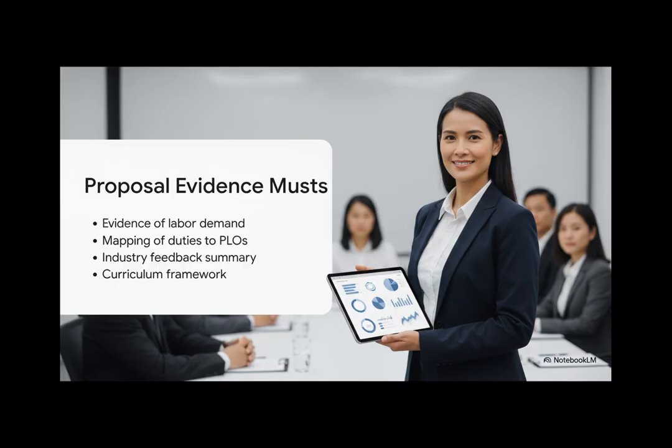So the crucial point is, these 4 elements are the exact evidence Kelly needs to make her program undeniably viable. She needs the OaSIS profile showing labor market demand. She needs that mapping matrix we built back in Phase 1. She needs a solid summary of her industry co-design sessions, and she needs her new pathway-driven curriculum framework. If she presents this complete package, the committee isn't just reviewing an idea anymore. They are looking at an airtight, data-backed strategic plan.